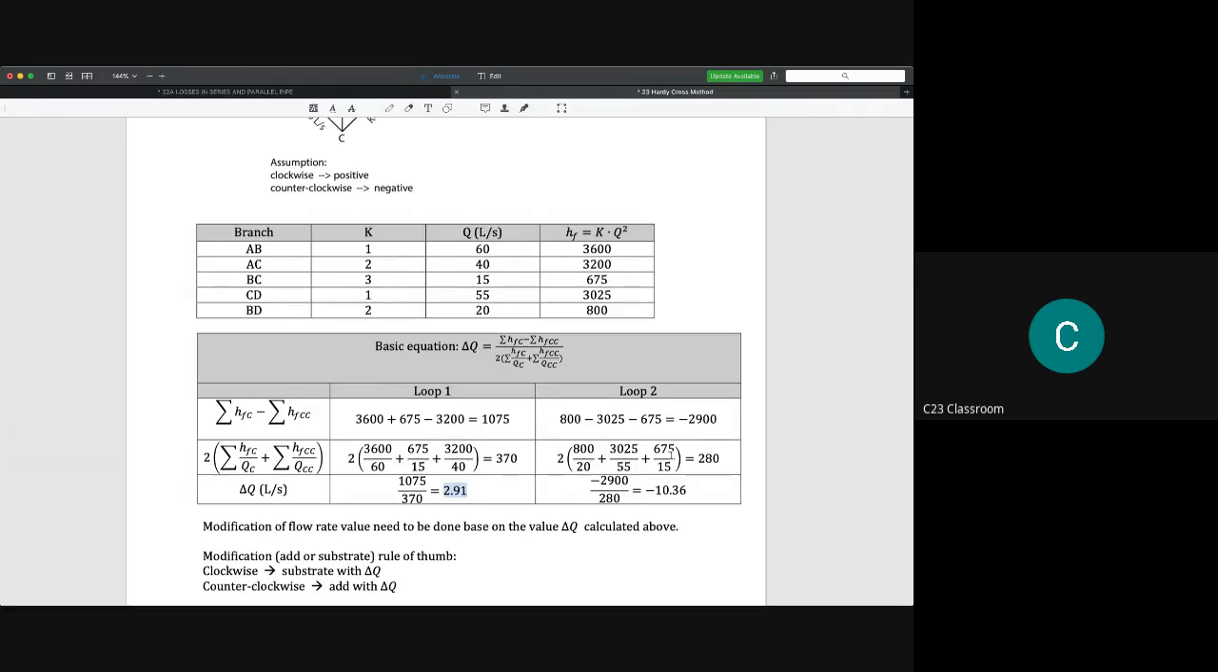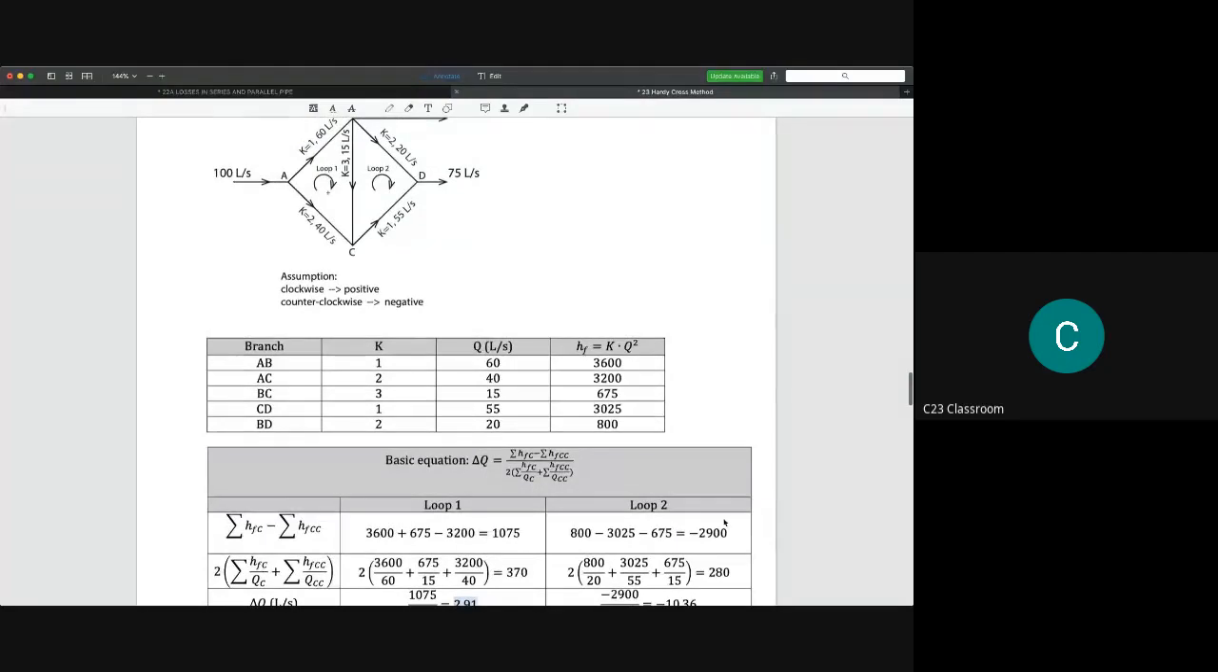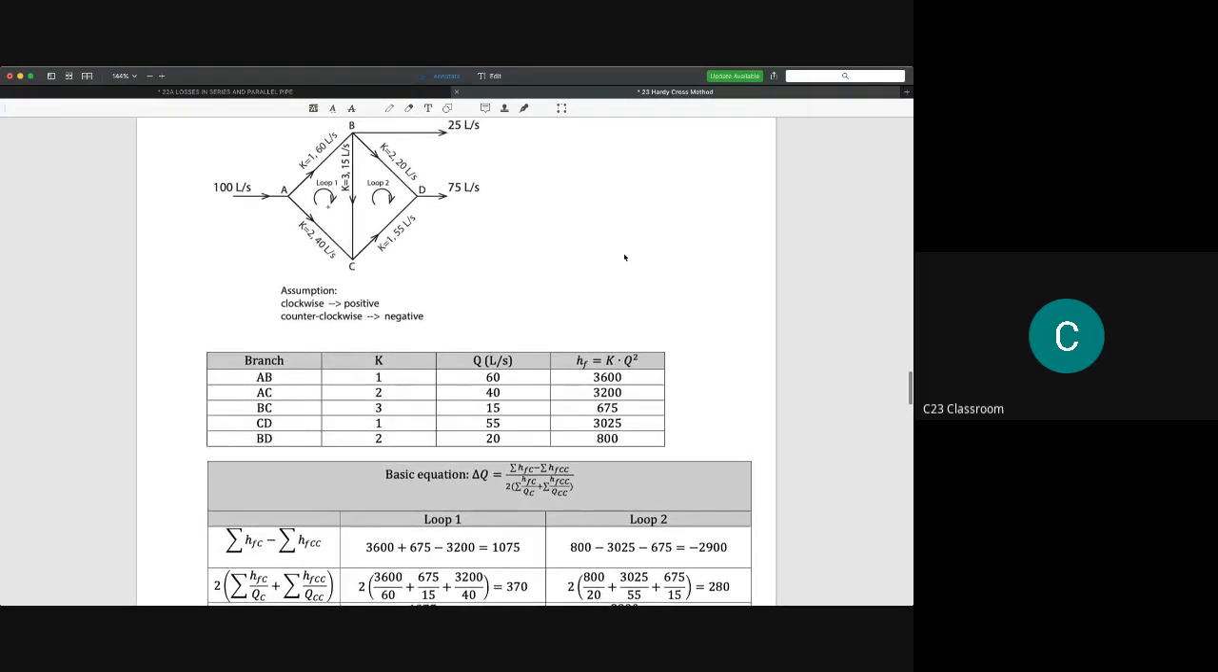Then you do the same calculation for loop number 2. For example, we start with 800, B to D. We start from here to here, so it is clockwise, and the value of B to D is 800. However, if we go like this, the flow is actually reverse, so we minus it. If we go in this direction also, the flow is minus, so we have two minus terms in this equation. Then we get a value equal to minus 2900. It is okay for us to get the negative value.